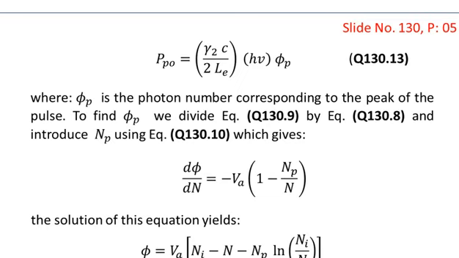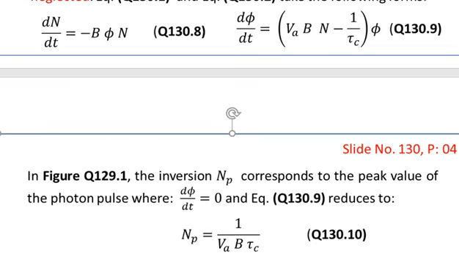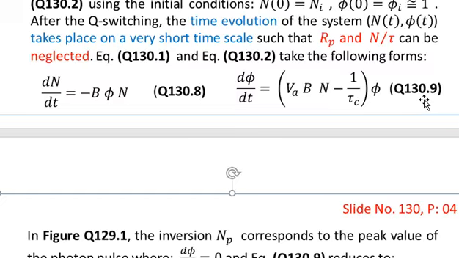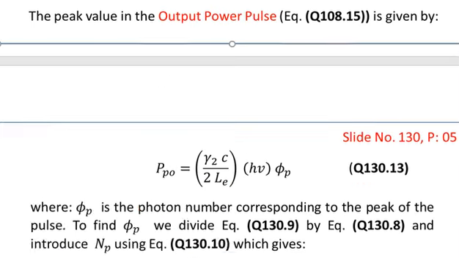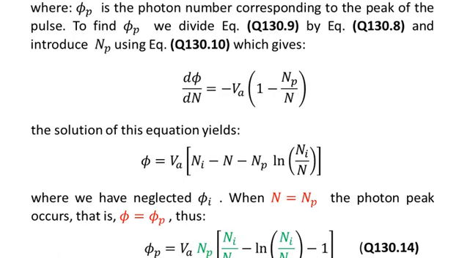So we have equation number 9. We divide both sides of equation number 9 by both sides of equation number 8, introducing equation number 10. After introducing equation number 10, we have d phi over dn, the rate of change of photon flux with inversion, equal to minus Va times 1 minus Np over N.